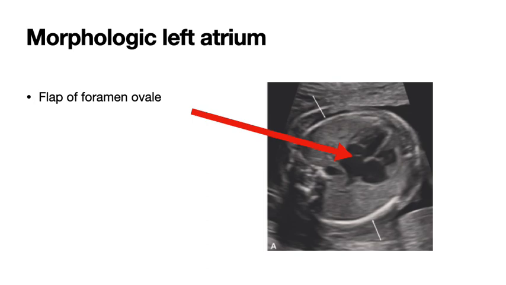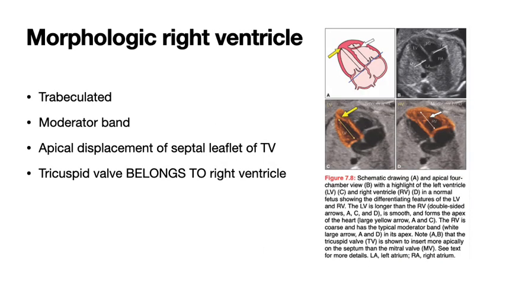Eventually that goes on to become the flap, whereas the septum secundum was over in the right, and that becomes the foramen ovale. But the thing that's easy for us to see is the flap of the foramen ovale, and whichever atrium has that is the morphologic left atrium. It doesn't matter if it's the anterior or posterior atrium, the one with the flap is the morphologic left atrium.